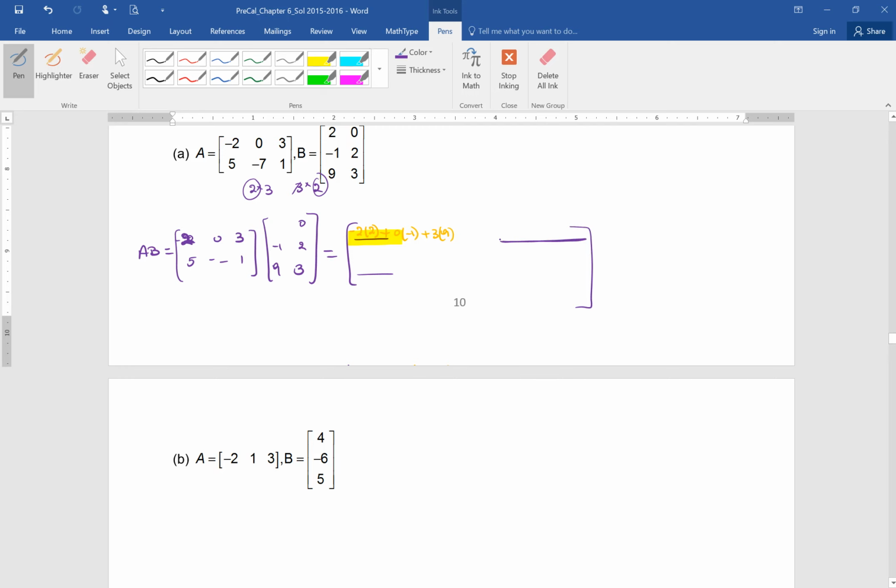Okay? What position is this one here? This one here is row 1, column 2, right? If I could just get my highlighter. This one is row 1, column 2. So what do I take? I take row 1 with column 2. All right? So now I'm going to take the first terms, the second, and the third. So the first ones are negative 2 times 0, plus 0 times 2, plus what times what? 3 times 3. Okay?